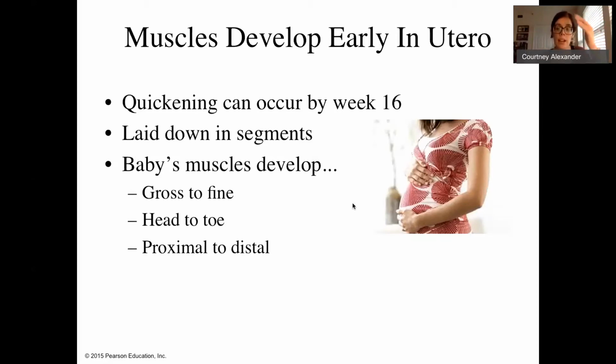Muscles are laid down head to toe. For example, a baby is going to hold its head up before it holds itself up in a seated position before it stands. And proximal to distal, so they'll move their arms, and then they'll be able to move their fingers, legs, and ending with toes.